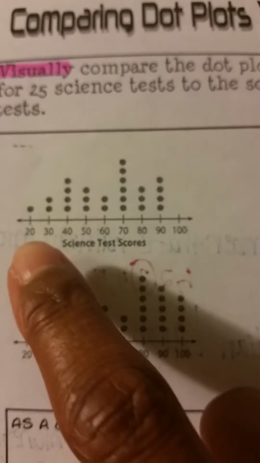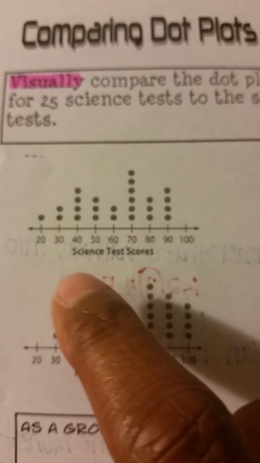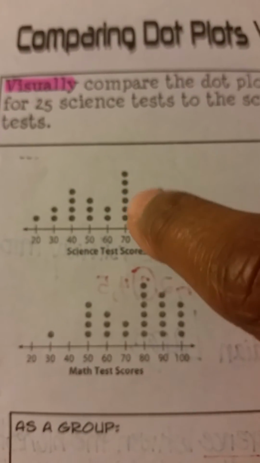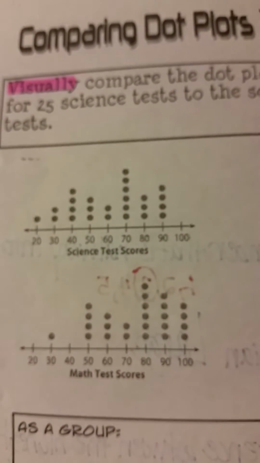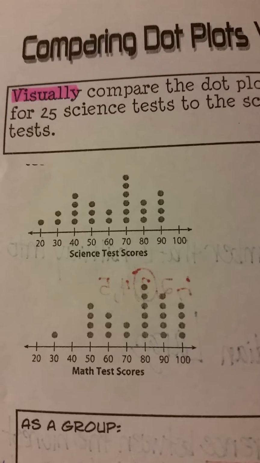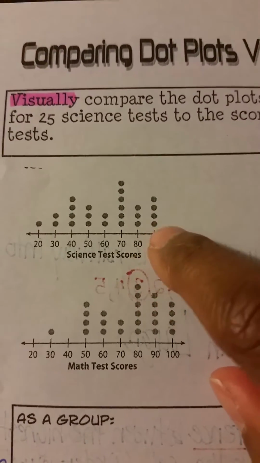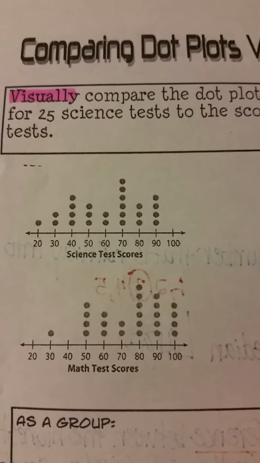Okay, I'm looking at how many I have. There were 20, 30, and so forth. Okay, so for 70, I had 1, 2, 3, 4, 5, 6. That means 6 of the scores were 70. So in dot plots, you have either dots or sometimes you'll see them as X's above that number.